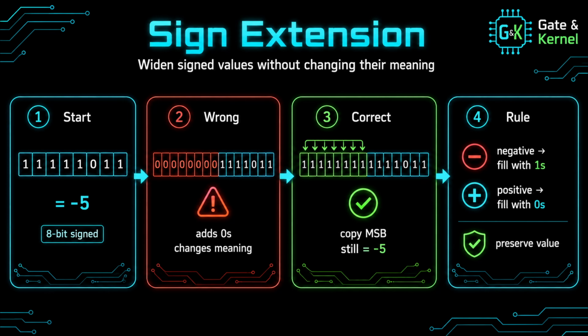The 16-bit value becomes 11111111 11111011. It still represents minus 5. Positive values are extended with zeros. Negative values are extended with ones.